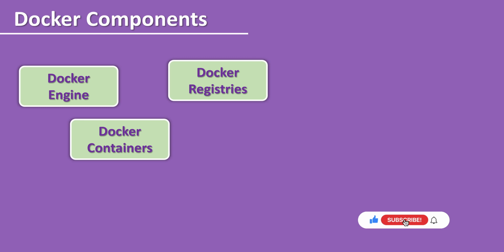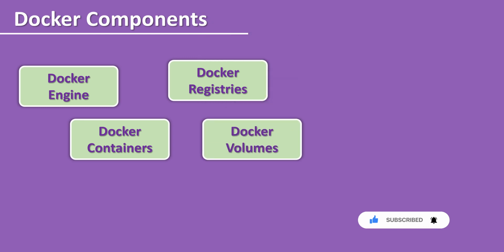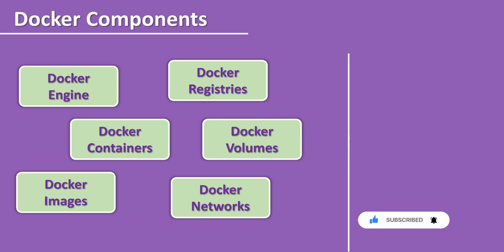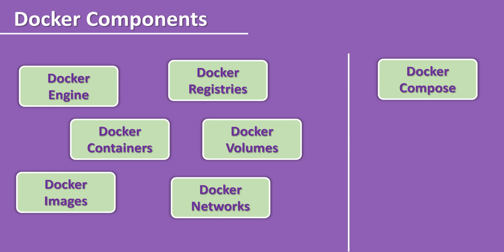And then we have Docker containers. This is another component. Then we have Docker volumes, Docker images, and Docker networks. A network is nothing but communicating with different networks for different purposes. Apart from these common components, we also have supporting components. Docker Compose. This component is very helpful when you are building your application or building your Docker image. You can use Docker Compose.